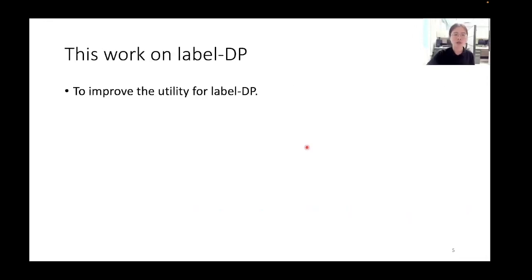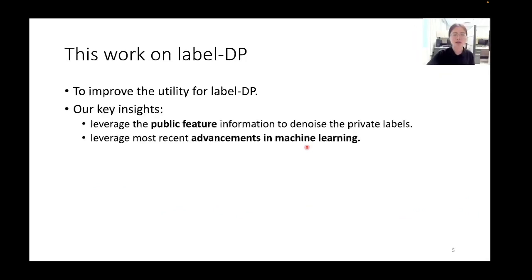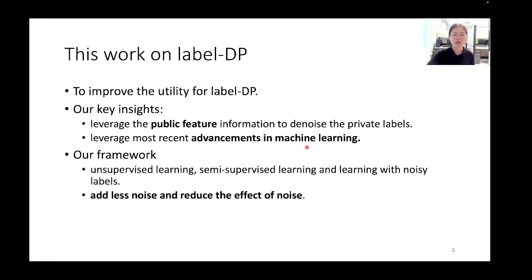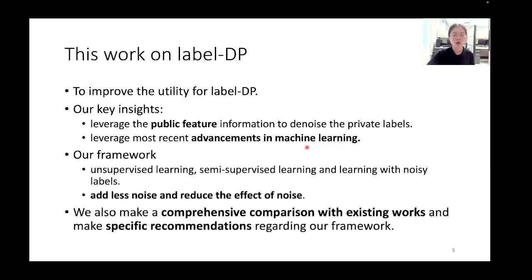Our work on label DP focuses on how to improve the utility. Specifically, our key insights are twofold. First, we can leverage the public feature information to denoise the private labels. Second, we will also leverage the most recent advancements in machine learning to further improve the utility. Our framework leverages unsupervised learning, semi-supervised learning, and learning with noisy label techniques to add less noise and also reduce the effect of noise. Besides, we also make a comprehensive comparison with existing works and also make specific recommendations regarding our framework.